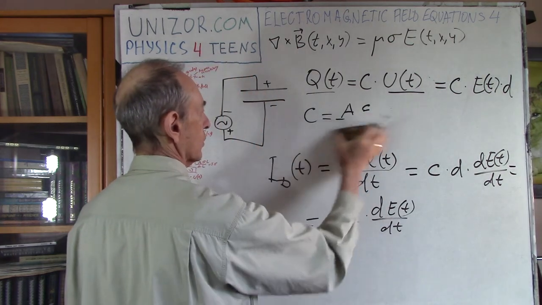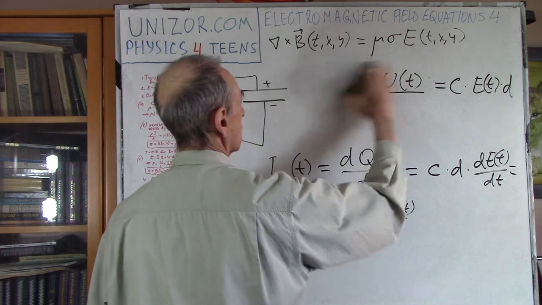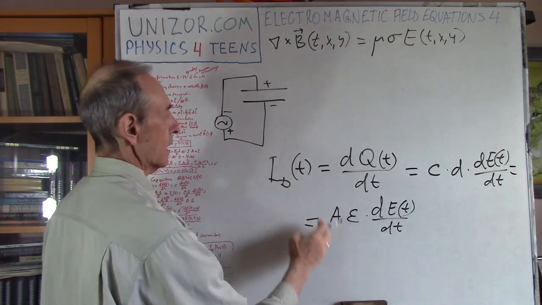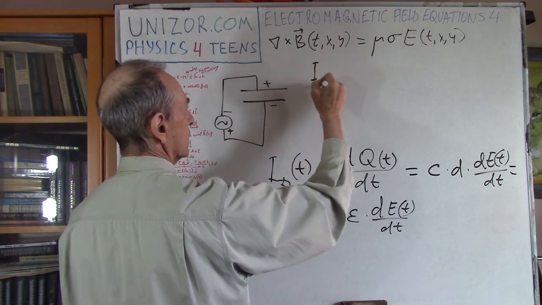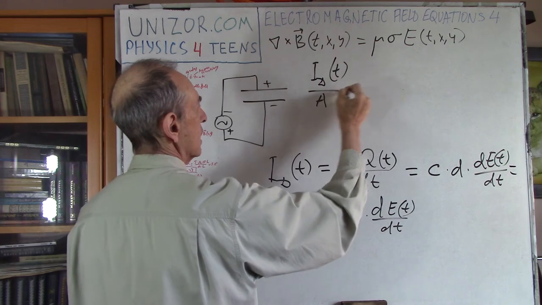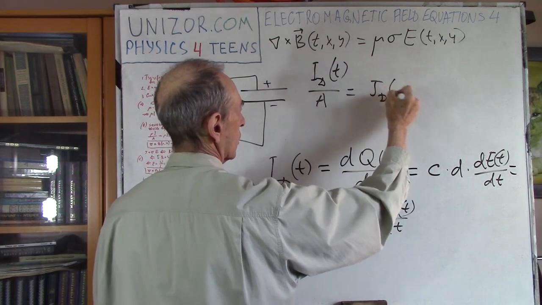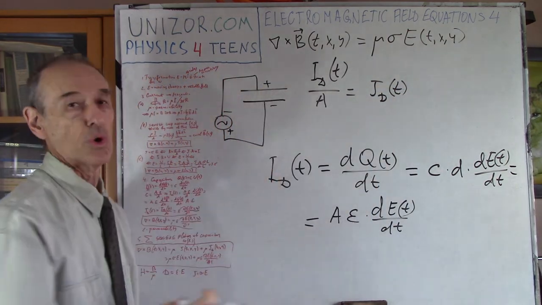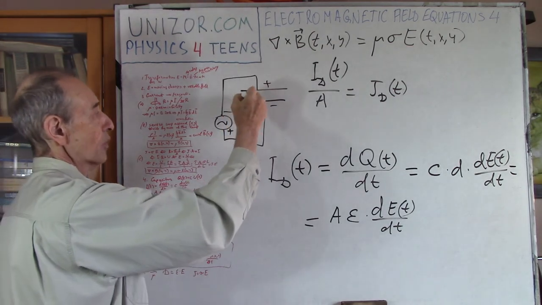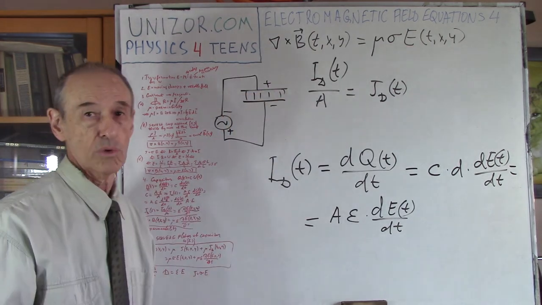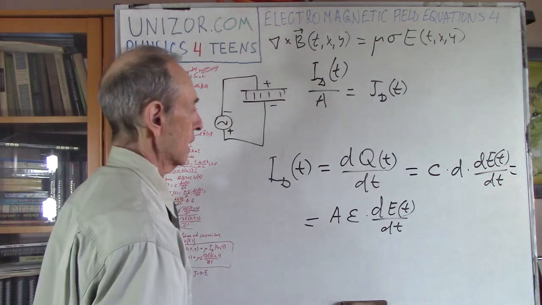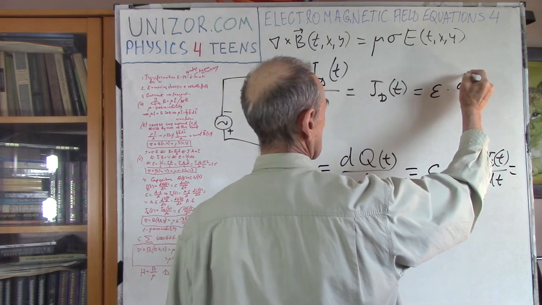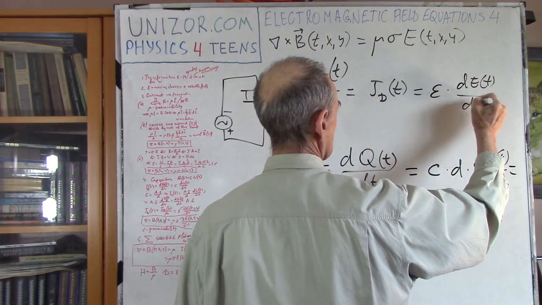From here, we go straight to density. Because if I divide by A, I will have I_G by A, that's density. Also, this is the displacement density of the flow of electricity, because electricity is going here across all the plates, right? So if I divide it by area, I will have density. So density is equal to epsilon times dE of t over dt.